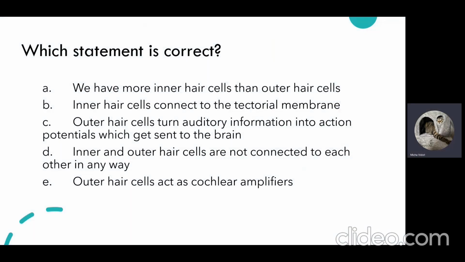So which of the following statements is correct? A, we have more inner hair cells than outer hair cells. B, inner hair cells connect to the tectorial membrane. C, outer hair cells turn auditory information into action potentials which get sent to the brain. D, inner and outer hair cells are not connected to each other in any way. Or E, outer hair cells act as a cochlear amplifier. Okay, and the answer is E.